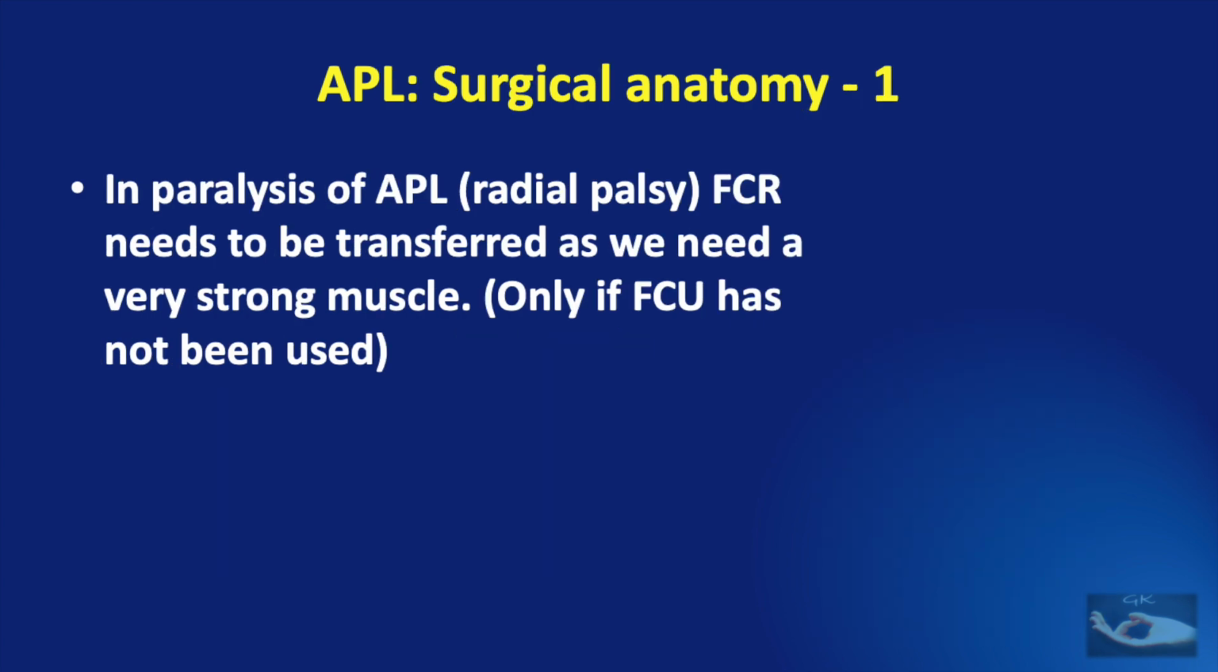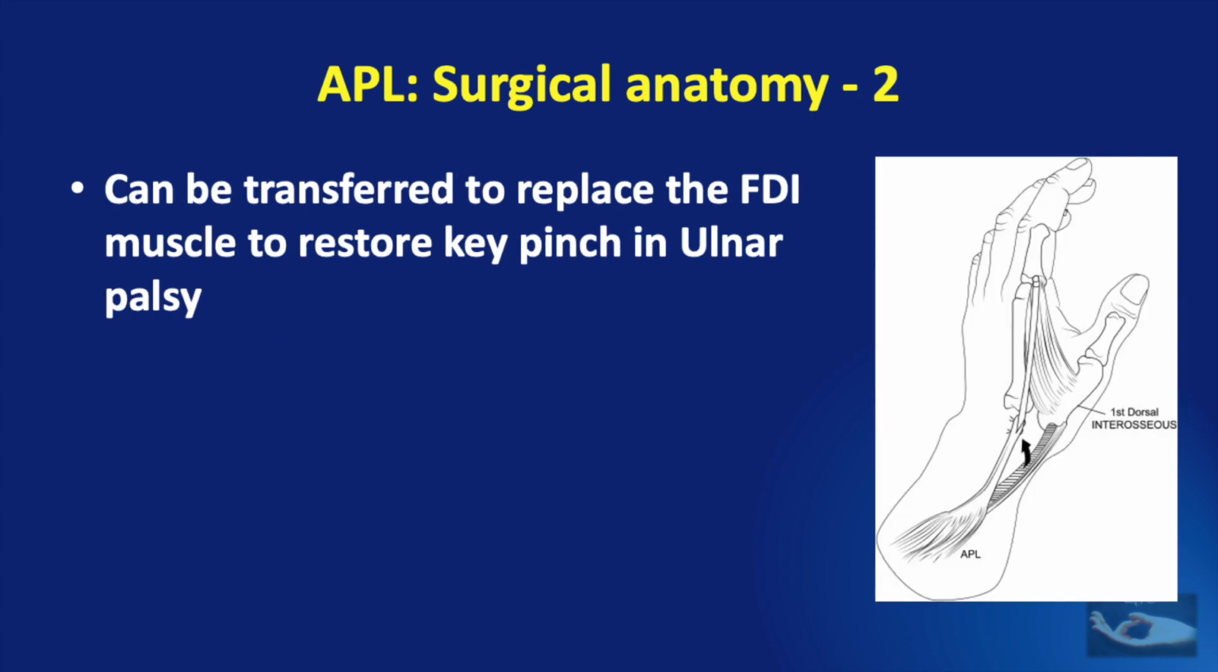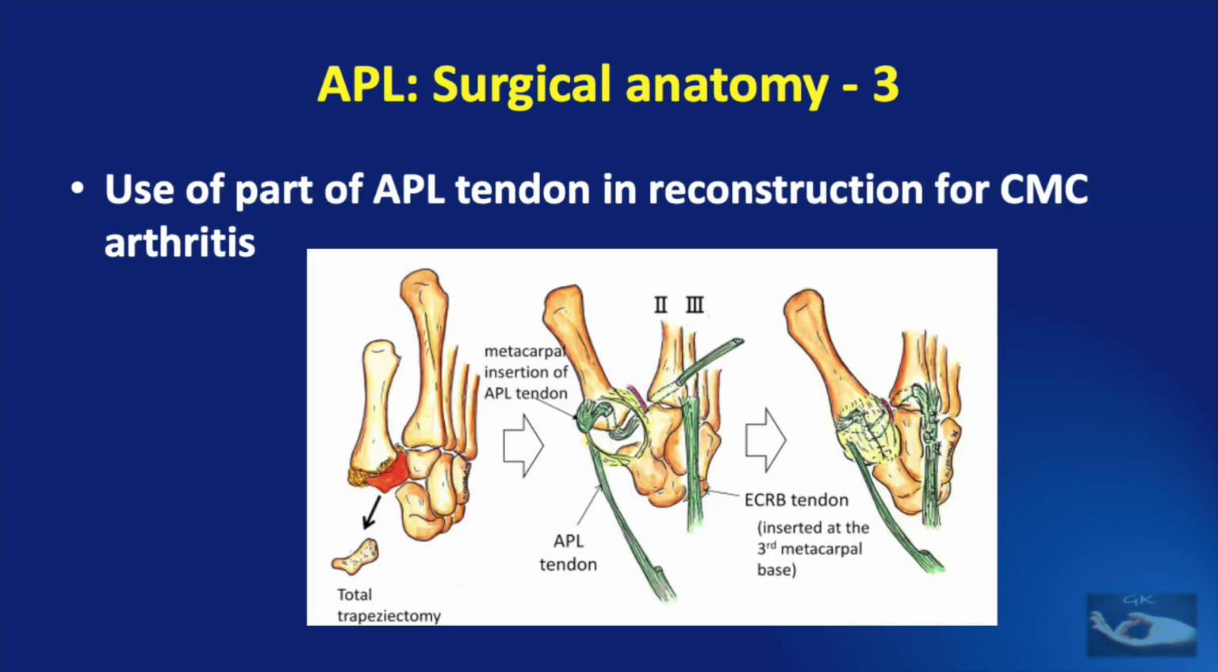When there is a paralysis of the abductor pollicis longus, as in radial palsy, the flexor carpi radialis needs to be transferred, as we need a very strong muscle. But this can be done only if the flexor carpi ulnaris has not already been used. Also, the functioning APL can be transferred to replace the first dorsal interosseous muscle to restore key pinch in ulnar palsy. In conditions like CMC joint arthritis of the thumb, part of the APL tendon can be used in the reconstruction.